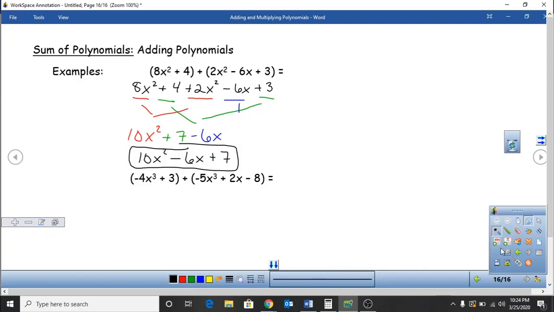All right, and that's all you have to do. Just follow the rules that we've been going over, and you should be good to go. So this right here, let me see if I can draw a better box.